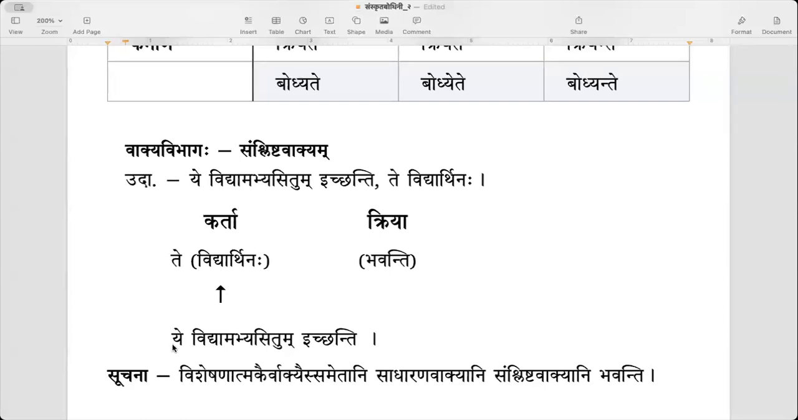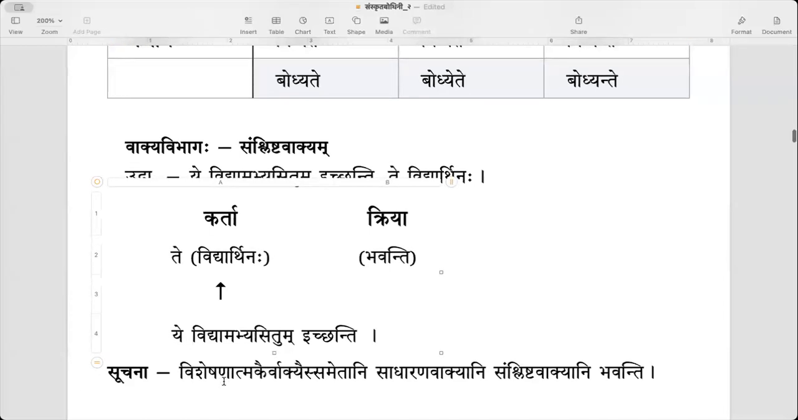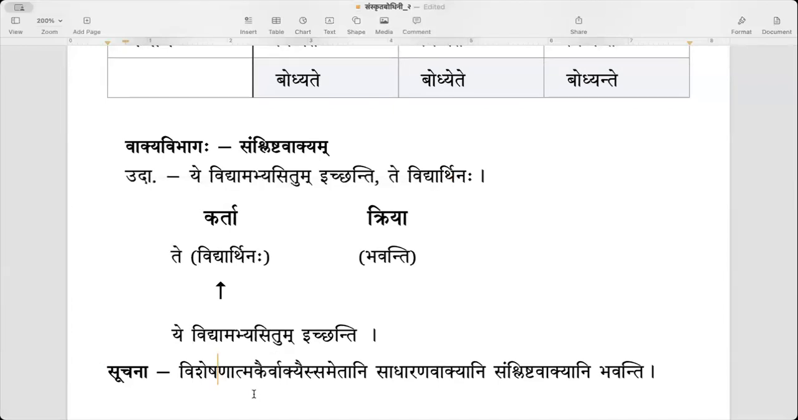Whereas here, in this example, ye vidyam abhyasitum icchanti cannot stand on its own. So it is a vakyamsha that connects with the sadharana vakyam and makes it into a samslishta vakyam. So it need not be that one visheshana vakyani has to have a corresponding one sadharana vakyani. It can be n to one also. Yes, it depends on how you want to form the sentence. Vivaksha anusaram, it can change.